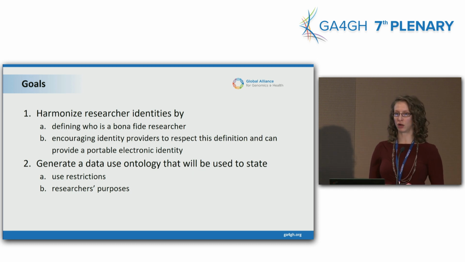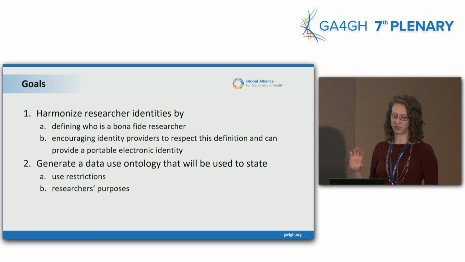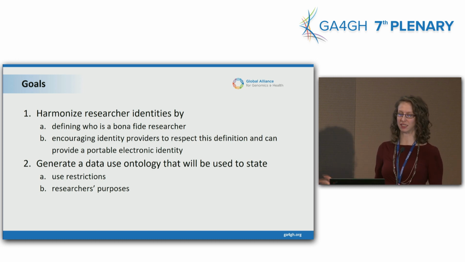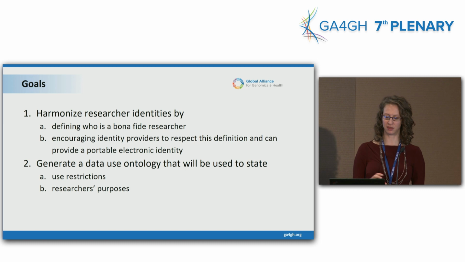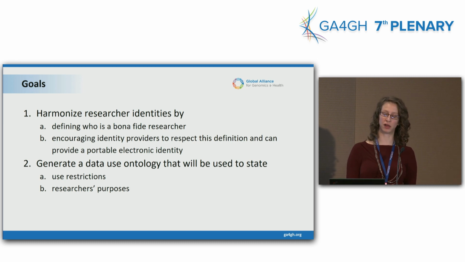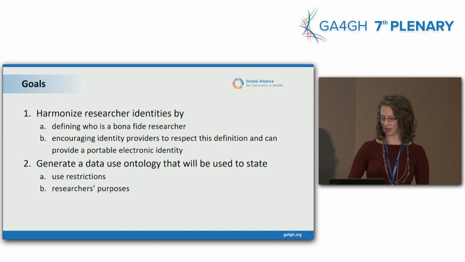Their goals are two main goals that come together. One of them is to harmonize researcher identities and create a computable researcher identity saying who you are as a researcher, and to create a data use ontology that is also computable, so you can tag data sets.